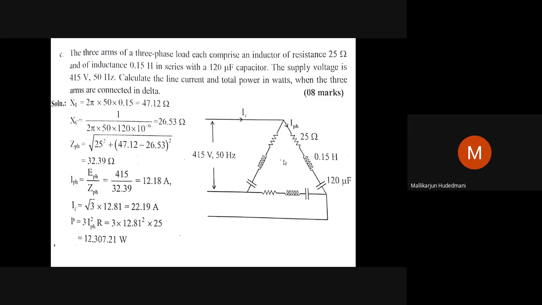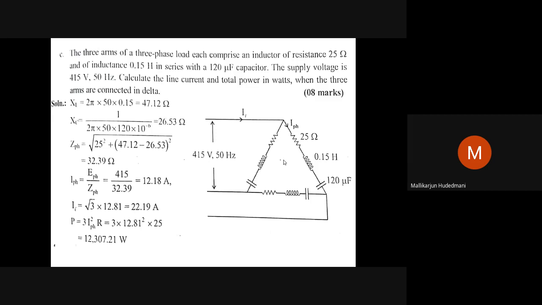Such three impedances are in the arms, connected in delta to 415 volt 50 hertz. Calculate the line current and total power in watts when the three arms are connected in delta. So having understood, you will be able to draw a rough sketch of the circuit. In this problem, the circuit was not given. You have to read the content and, according to the content, draw a rough sketch.